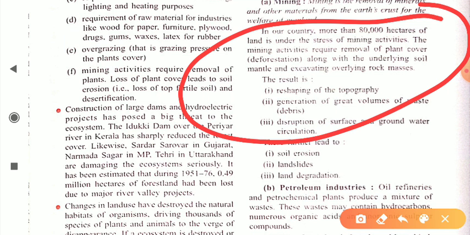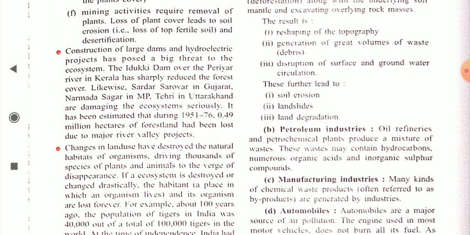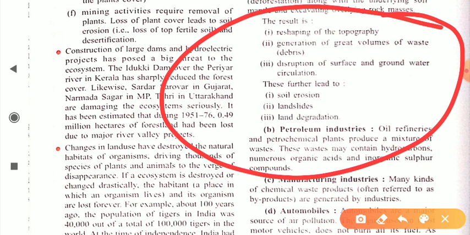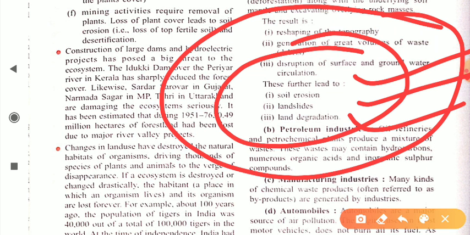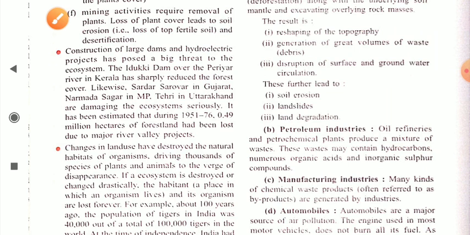Dear student, in our country more than 80,000 hectares of land is under the stress of mining activities. Mining requires removal of plant cover; first of all, it is done by deforestation along with removal of the underlying soil mantle and excavating the overlying rock masses. Now, what is the impact of this mining? The impact is reshaping of the topography, generation of great volumes of waste, and disruption of surface and groundwater circulation. Because of these, there are other related problems like soil erosion, landslides, and land degradation. So all these are byproducts of mining.